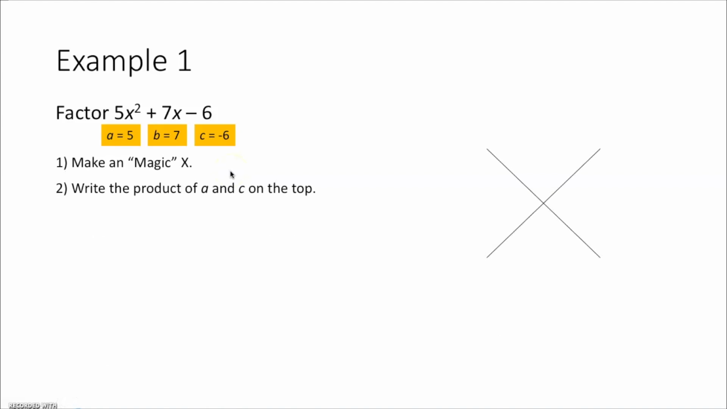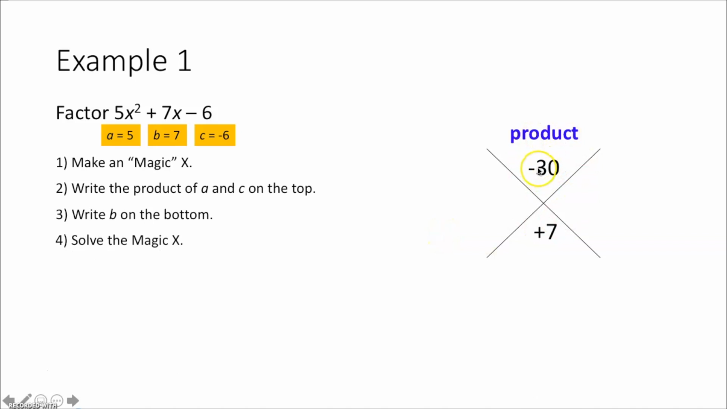A times c is going to go on top of the x. So what's 5 times -6? That's -30. Your b value goes on the bottom. You then think about 2 numbers that multiply together to make -30 and add together to make 7. Their product has to be -30. Their sum has to be 7.